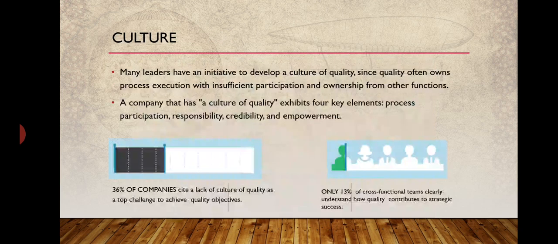Next comes the culture. Many leaders have an initiative to develop a culture of quality, since quality often owns process execution with insufficient participation and ownership from the other functions. A company that has a culture of quality exhibits four key elements: process participation, responsibility, credibility, and empowerment.